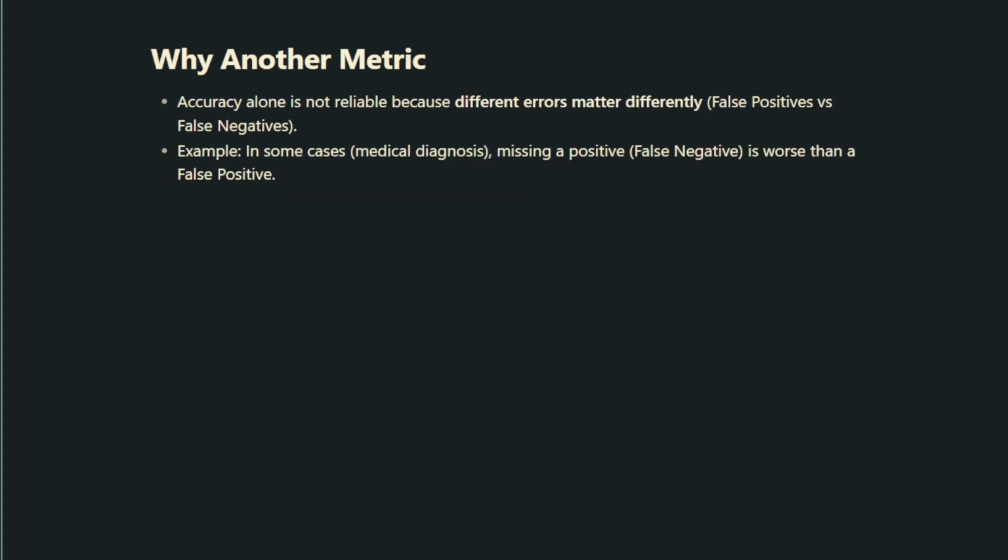Why do we even need another metric when we already have accuracy? Accuracy tells us the overall percentage of correct predictions. Sounds good, right? But here's the problem. Accuracy treats all errors as the same, and in real life, that's not always true.